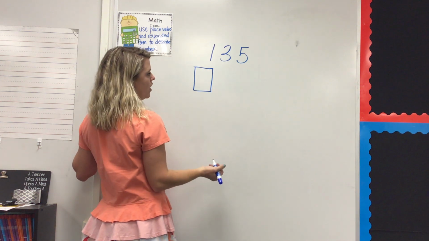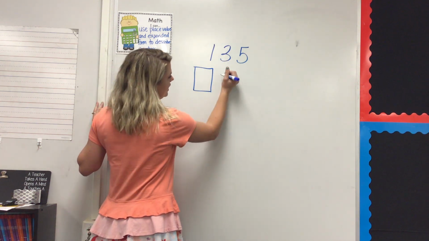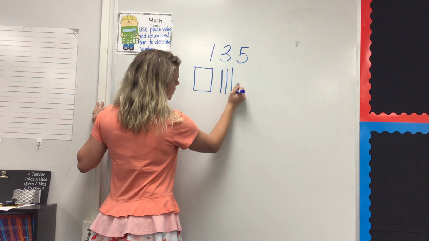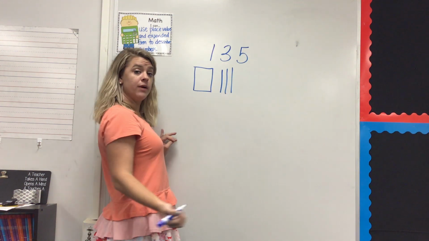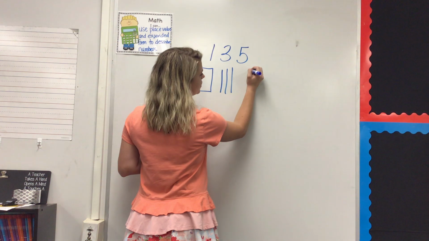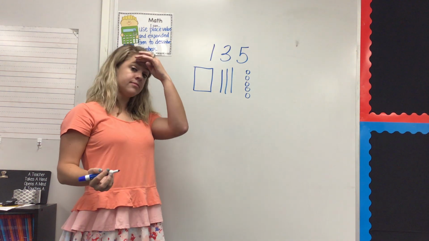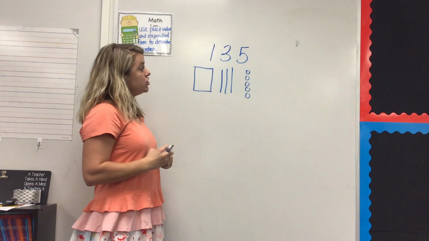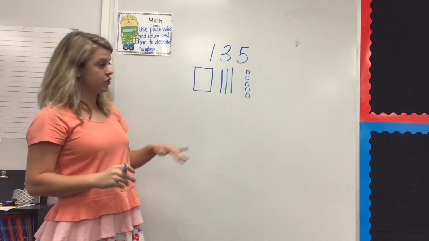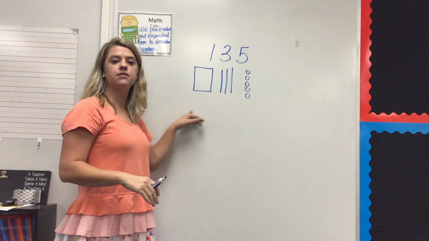100 tells me I need one flat. How many 10 rods do I need? 1, 2, 3. And how many 1 cubes do I need? 5. 1, 2, 3, 4, 5. All right. So your quick picture should look like Miss Gates's.